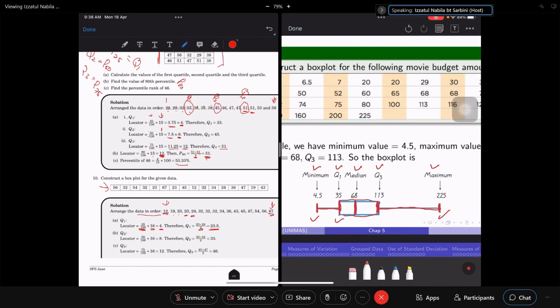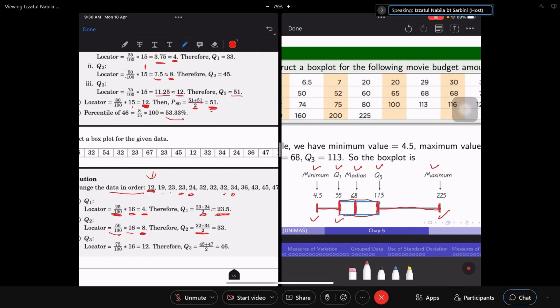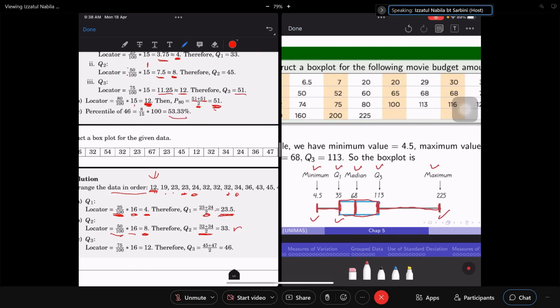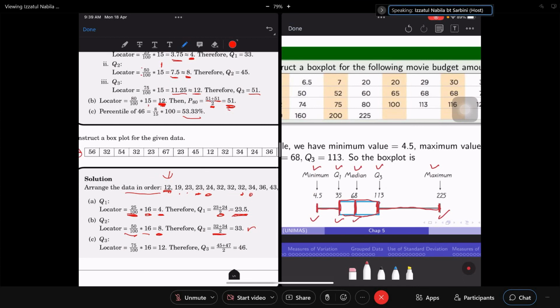Settled for Q1. So Q2 is 50%. So 50 over 100 times 16 equals 8. It's also a whole number. So what you do is find position 1, 2, 3, 4, 5, 6, 7, 8: 32 plus 34. So 32 plus 34 divide by 2 equals 33. So our Q2 is also settled. We have Q2 equal to 33.